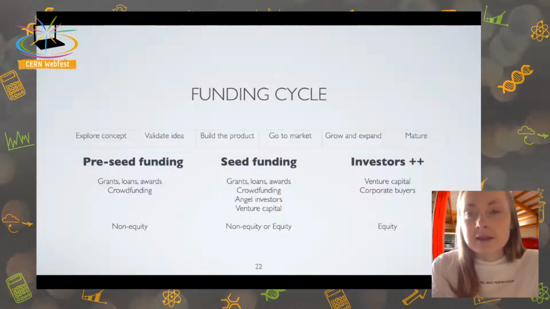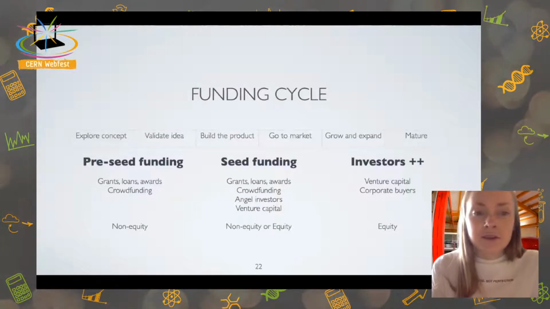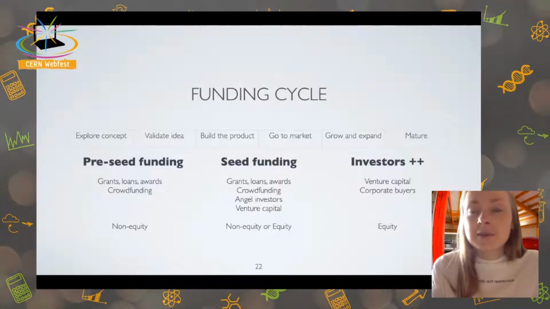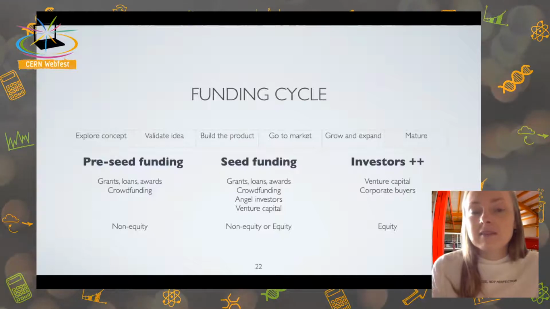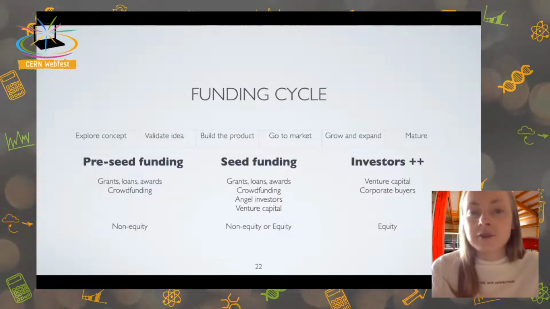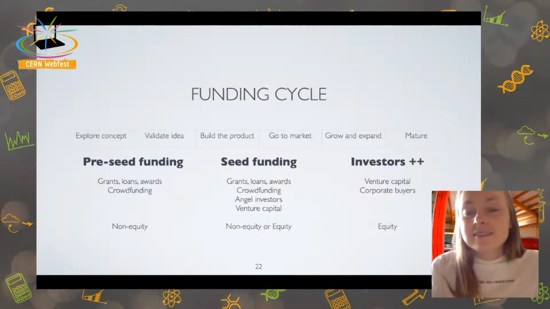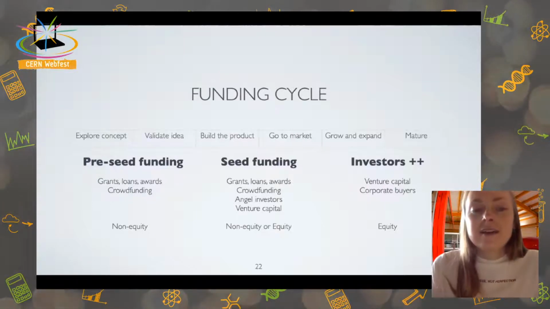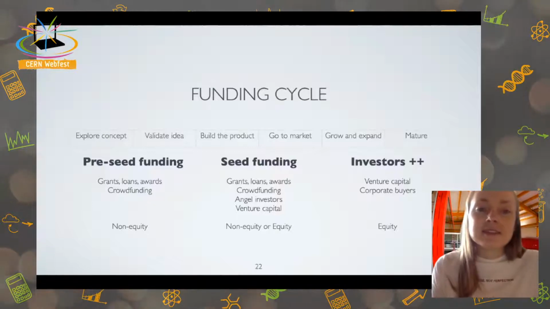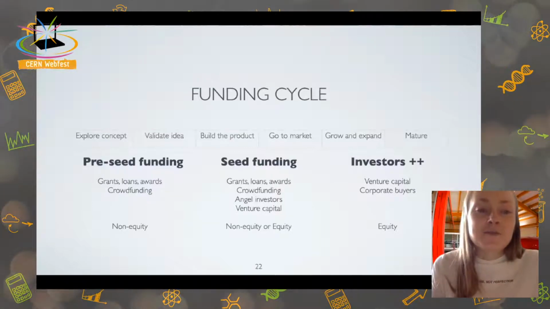First, you explore the concepts, and this is where most of you are now. Then you validate the idea with the customers. Then you build the product, but this can of course be done earlier as well, depending on your idea and what stage you are in now. Then you go to market, you grow and expand, and you are mature. And there are different fundings for each of these stages of a startup.